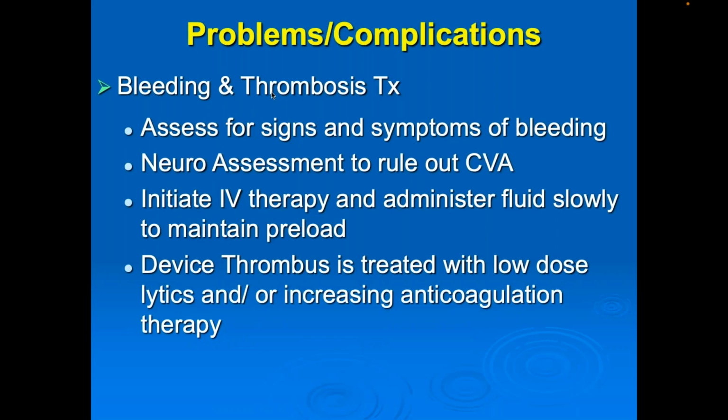Bleeding and thrombosis transport and treatments. Assess for signs and symptoms of bleeding. Do a neuroassessment to rule out CVA, utilizing your FAST-ED and/or Cincinnati Stroke Scale or LA Stroke Scale, or using an NIH Stroke Scale. We're going to initiate IV therapy and administer fluid slowly to maintain preload, very similar to someone having a right-sided MI, where they're going to have preload issues. Device thrombus is treated with low-dose lytics and/or increasing anticoagulation therapy.